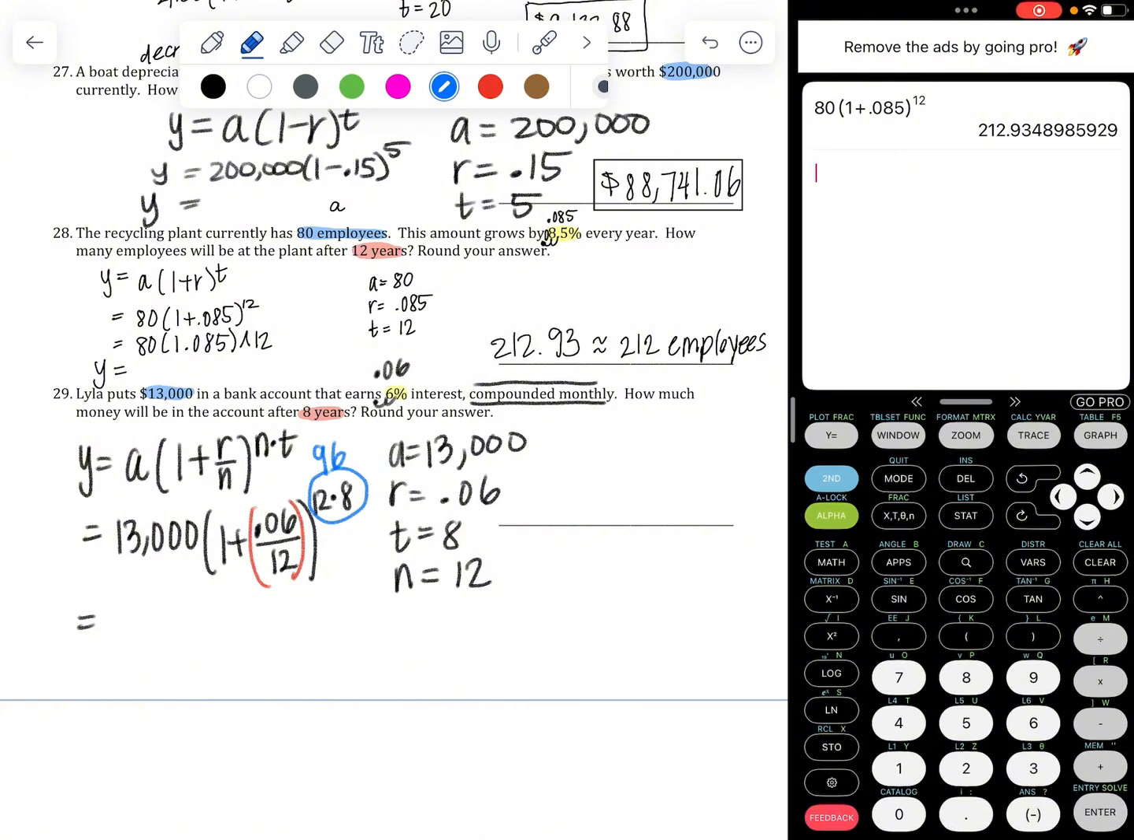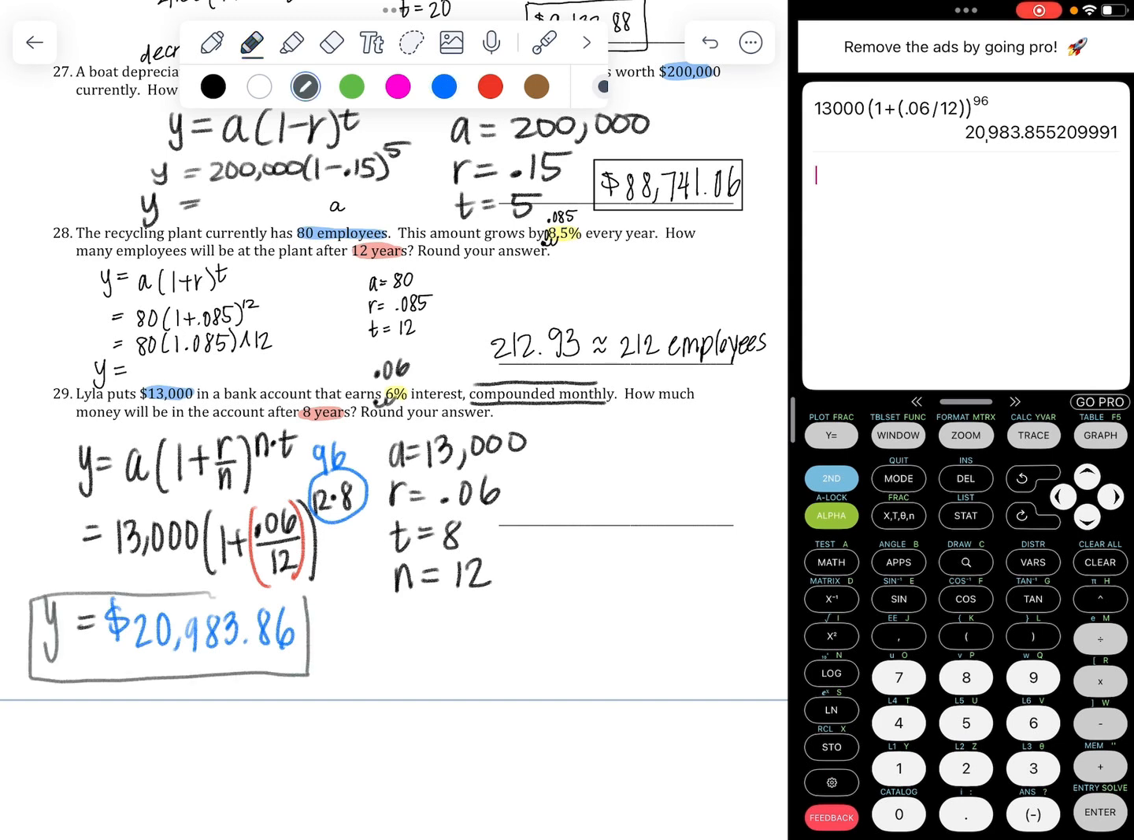So let me show you what that looks like. So on your calculator, put 13,000, parenthesis 1 plus, put another parenthesis, 0.06 divided by 12, that's the forward slash, parenthesis, and then another parenthesis to the power of, and I'm going to put 12 times 8 is 96. And it gives you the correct answer. It gives you 20,983.86. That's how much money you'll have. Okay? Thank you for watching.